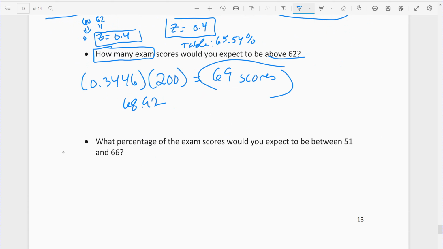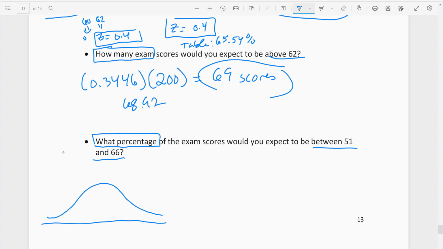And so the last one, I'm doing one of each case, is the between. The between is always the harder case because you have to remember how to subtract. So we want to know what percentage of exam scores would you expect to be between a score of 51 and a score of 66. So I'm going to draw the picture.